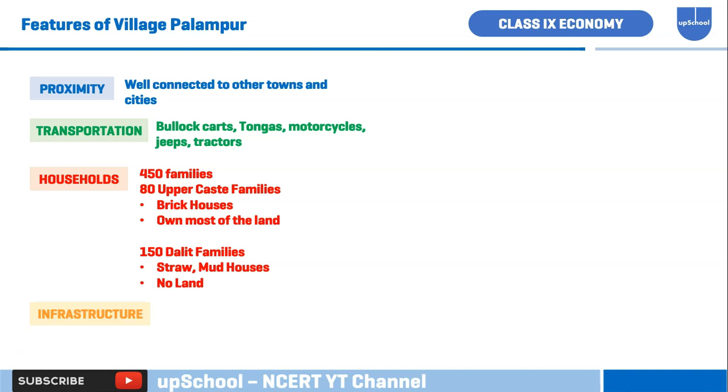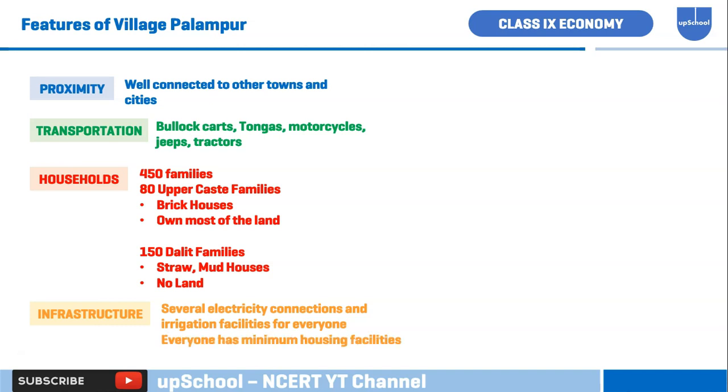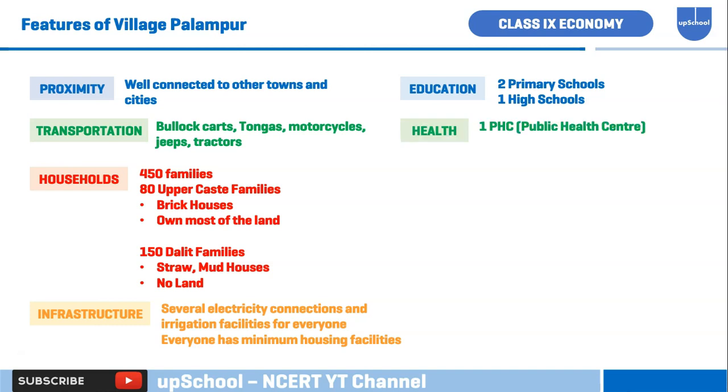The infrastructure in village Palampur. So there are several electrical connections and there are irrigation facilities for everyone in the village. So the infrastructure is quite developed and everyone has minimum housing facilities. Education. In this village there are 2 primary schools and 1 high school. So that suggests that the education is quite developed. Health. The health infrastructure consists of 1 PHC, public health center, and 1 private hospital.